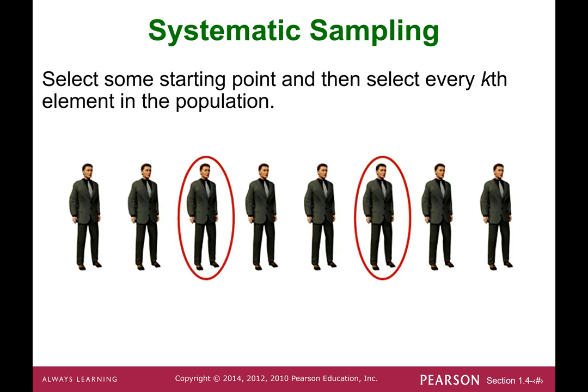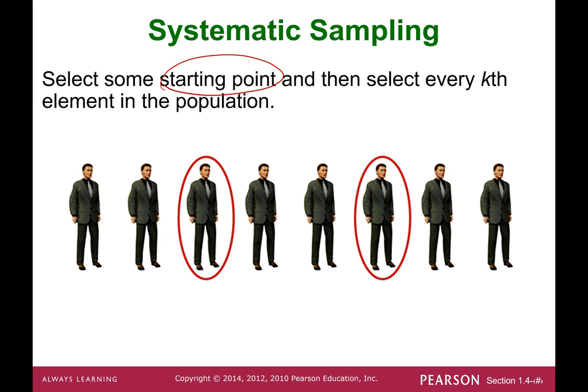Now let's talk about sampling methods, which are also an important process in the whole statistical analysis. The first method is what we call systematic sampling. You select a starting point. In the entire population, you pick a starting point and then select every kth element in the population.